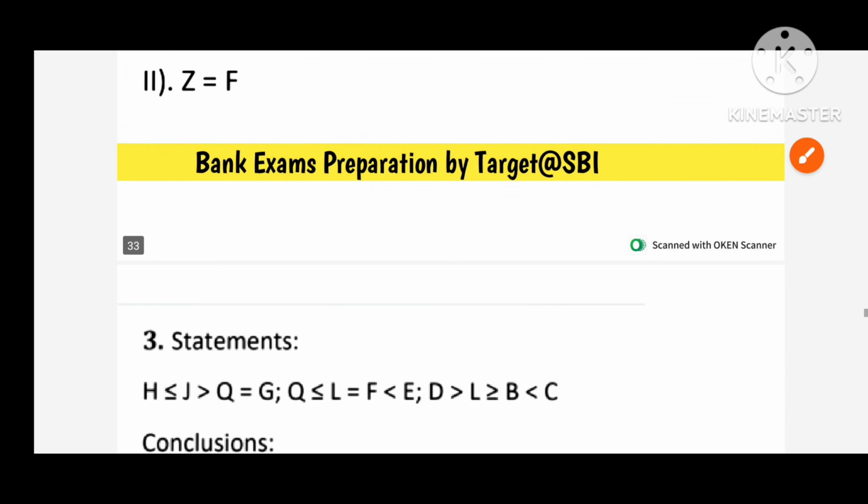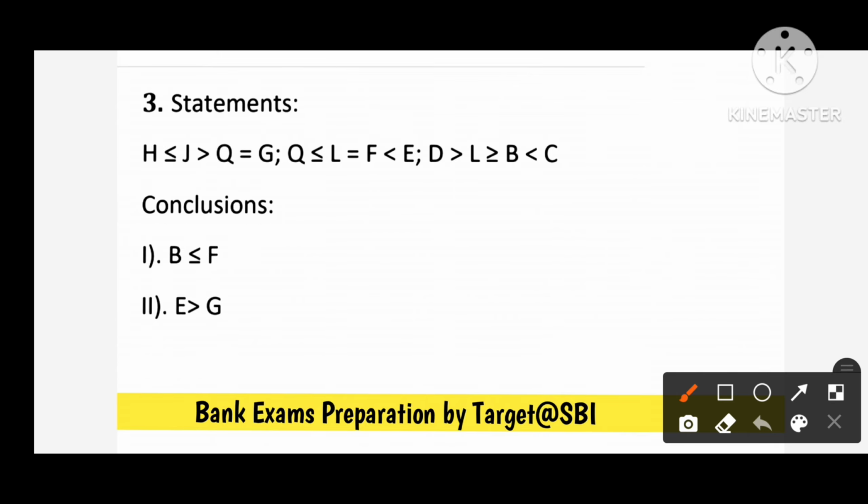Next, question number 3. Flow from F to B with everywhere equal to also. Here is F, here is B. Common will be L. So flow from F to L is possible. From L we can reach B, and everywhere there is equal to also. So first conclusion will be true. Flow from E to G. Here is E, here is G. In between, the common word for these two will be Q. So the flow from E to Q is possible. From Q to G is also possible. So our answer will be true. So both 1 and 2 are true here.